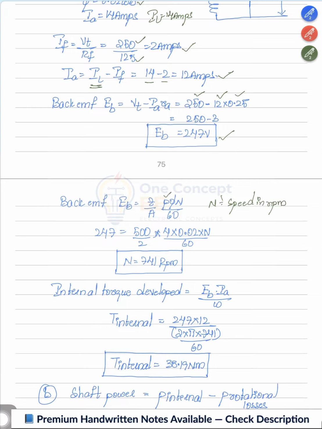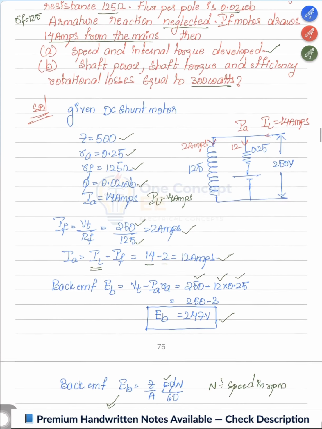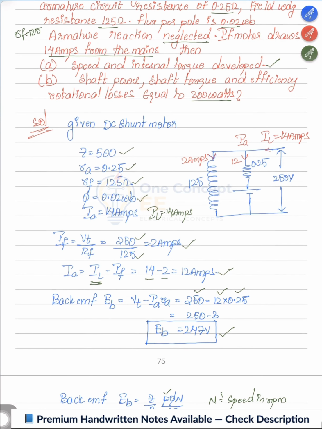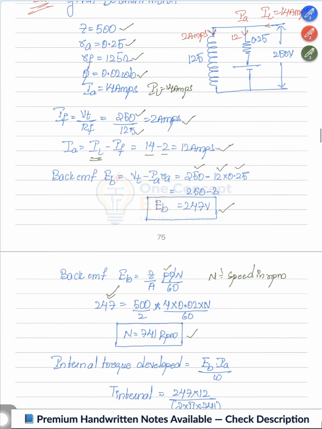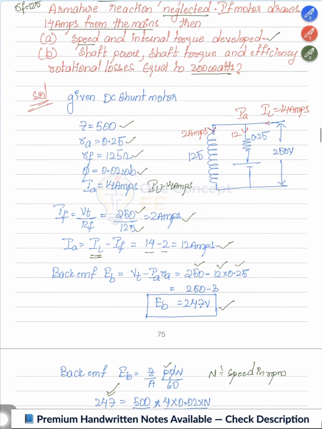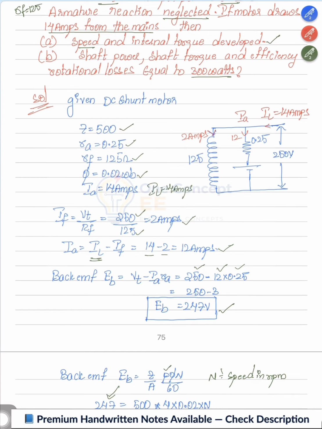By comparing EB equal to 247, with all the data, I found a speed of 741 rpm. Means under this condition, motor is running at a speed of 741 rpm. In question number 1, they are asking to find speed. Speed we calculated here, speed of 741 rpm. They are asking to find internal torque.